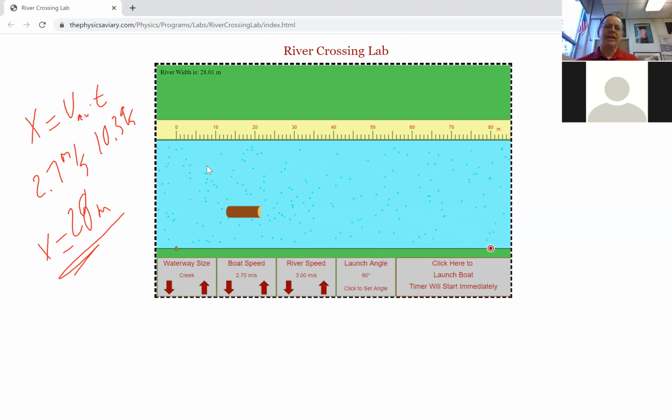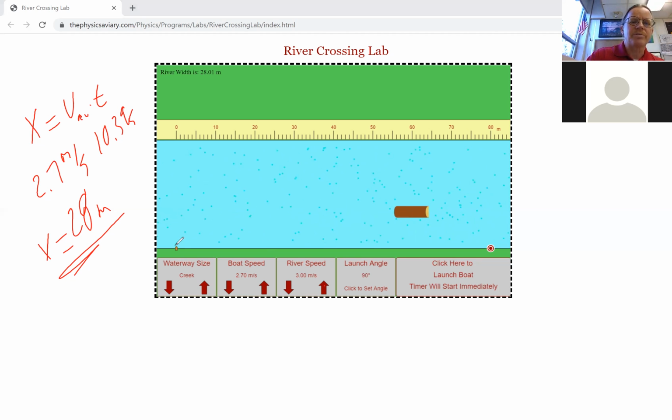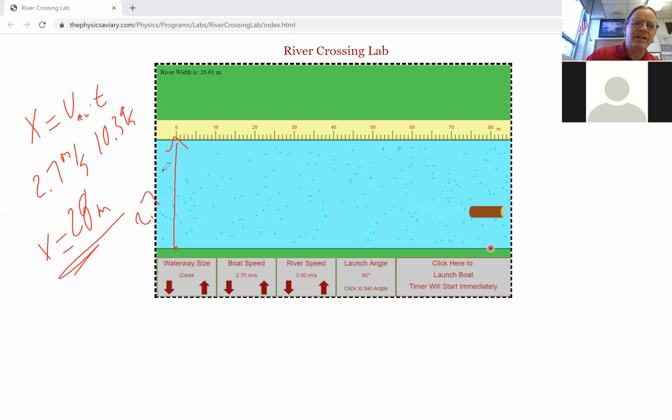Well, to figure out where it's going to land, I need to know some things. Well, one thing I know, I'm going 2.7 and the river's going 3. So if I want to predict where I land, here's what I need to do. I need to do my vector diagrams. So here's one vector diagram. My velocity is going that way, and my boat speed is at 2.7 meters per second. However, I know my water is going to carry me downstream at 3. So that's even faster. So I'm going to go a little further down this way. So I think I'm going to land somewhere maybe over there. But I'm guessing right now.